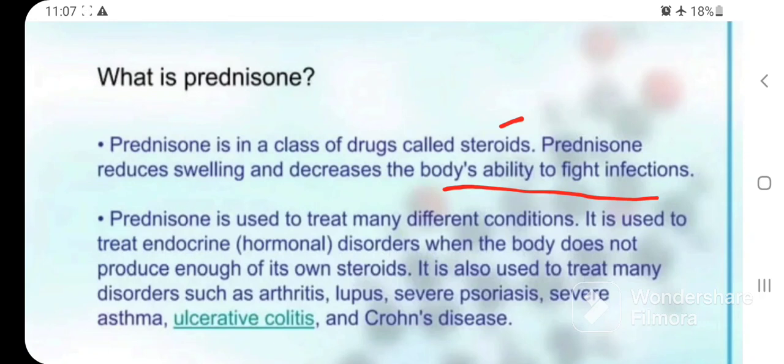Then prednisone is used to treat many different conditions. It is used to treat endocrine disorders when the body does not produce enough of its own steroids. Then it is also used to treat many disorders such as lupus, arthritis, severe psoriasis, severe asthma, ulcerative colitis and Crohn's disease.